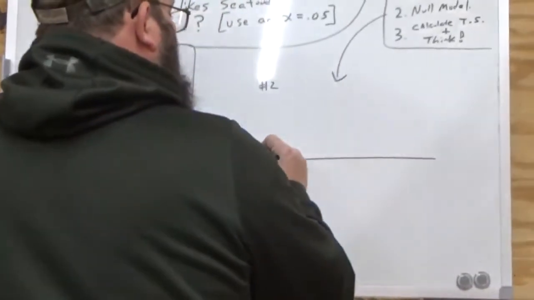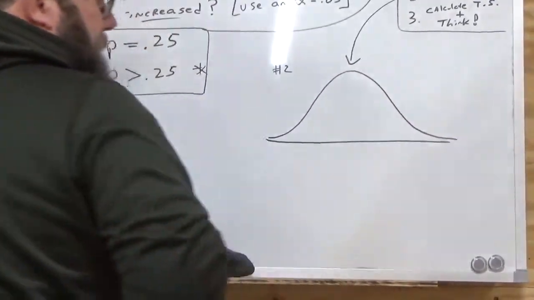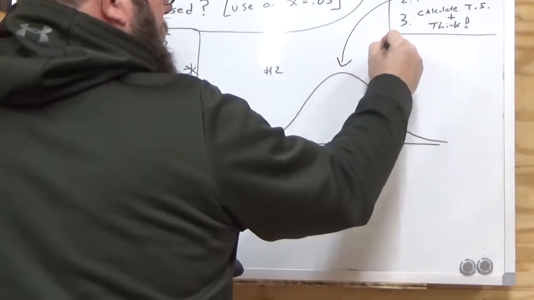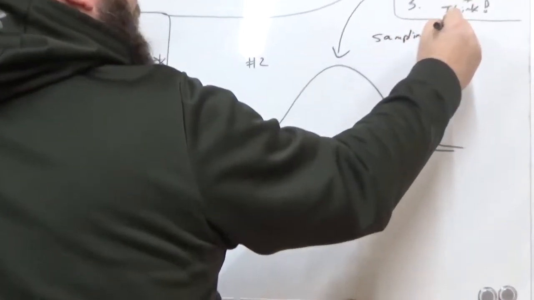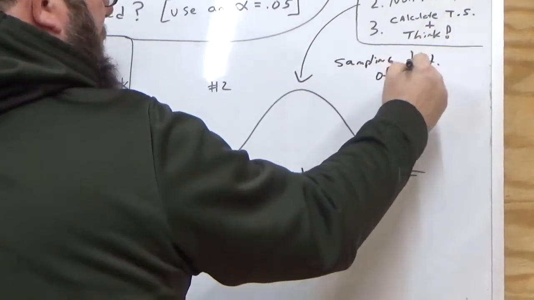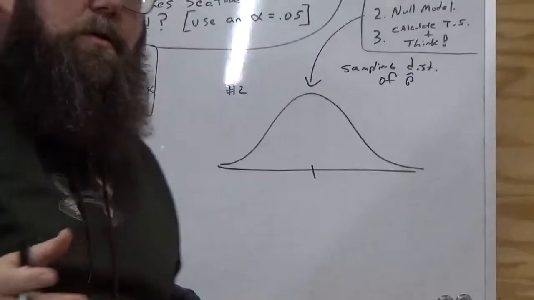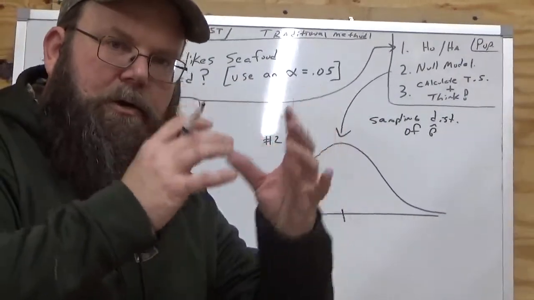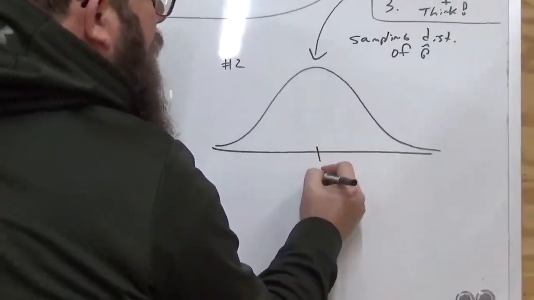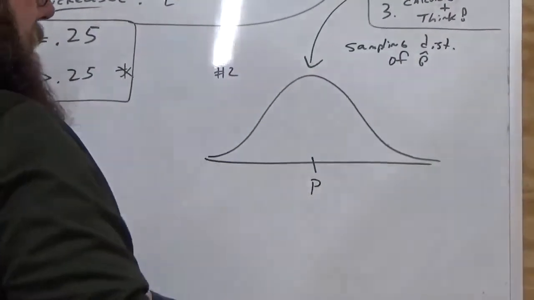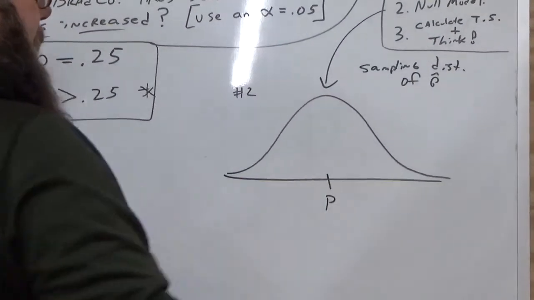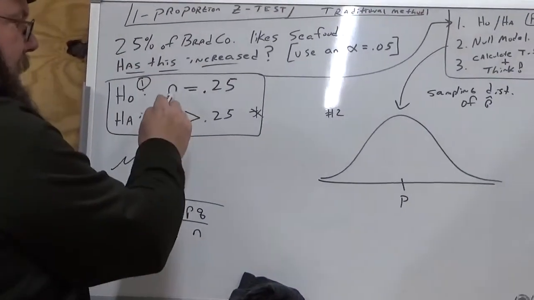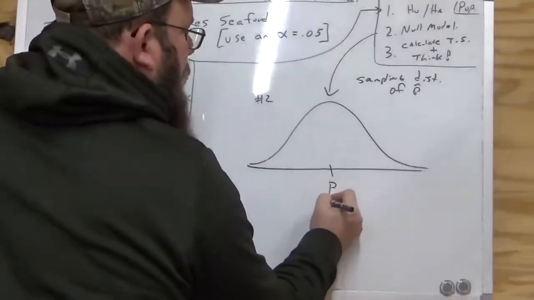The null model is simply another normal curve. What's in the middle? Remember, this is a sampling distribution. This is a sampling distribution of p-hats. Otherwise known, what we always said in class, it's a pile of p-hats. And where do they all like to congregate? Right in the middle, at the true p. Remember, this is a whole bunch of p-hats. So the null model, the true p, what is the true p numerically? 25%. Right here it says p equals 0.25. So this is 0.25.